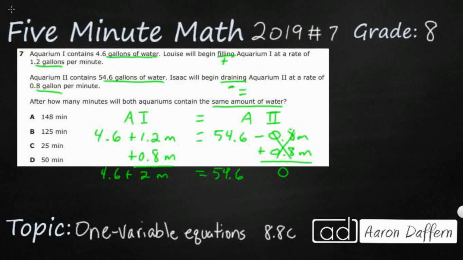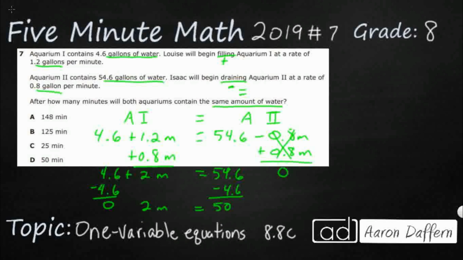Now I need to isolate this variable by getting rid of that 4.6. So that's a positive, which means we're going to need to subtract to get rid of it. Minus 4.6. That zeroes out. So I get 2M equals, look at that, 54.6 minus 4.6. We did all that work and it's 2M equals 50.